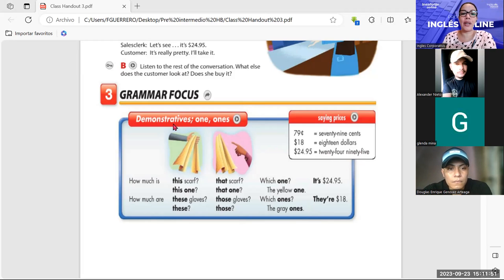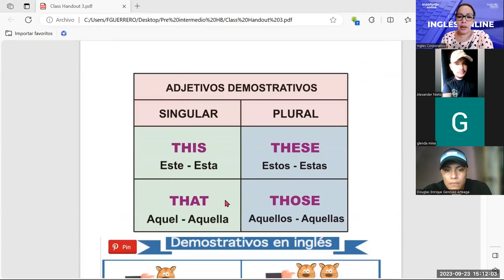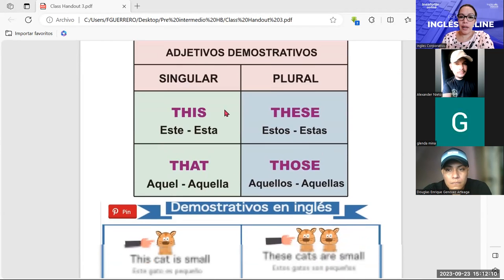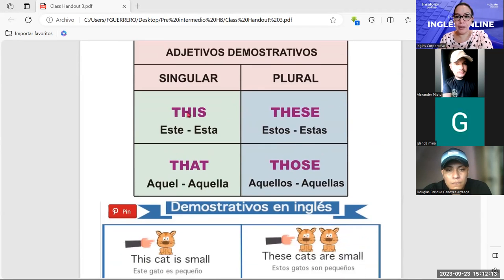Ahora, con los demonstratives, acá pueden ver cuál es la diferencia. Primero vamos a hablar de la diferencia entre this, that, these y those. Aquí los tenemos, se los agregué en el material que les mandé en el grupo de WhatsApp. Adjetivos demostrativos. Okay. Aquí está el significado también para que quede documentado. Singular, this. Plural, these. That is for singular and for plural is those.